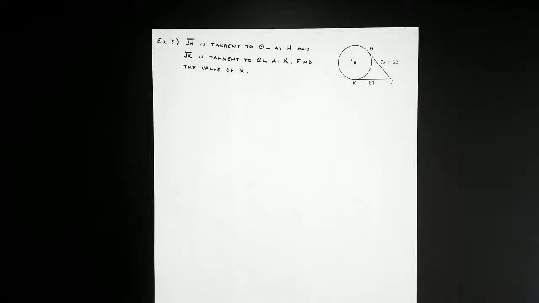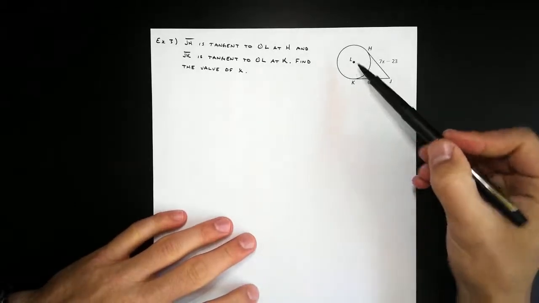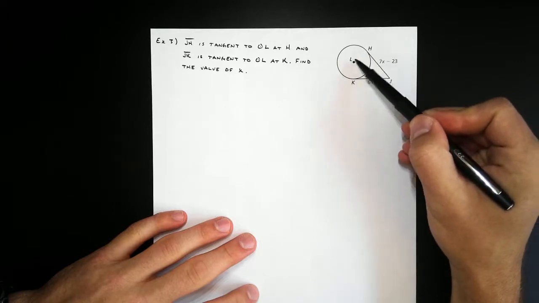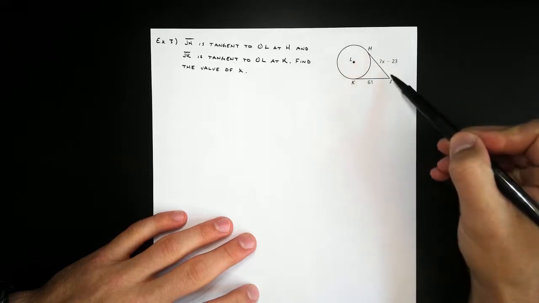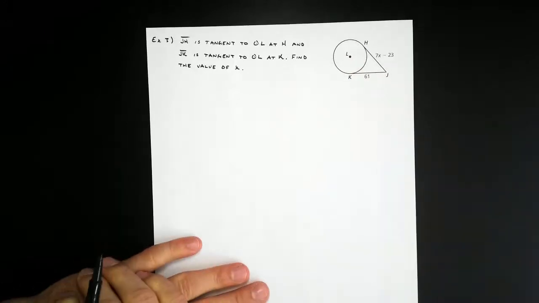Hello everyone. There is one other important theorem about tangents that is going to help us out. So we already talked about the theorem that tangents are perpendicular to a radius of a circle. So for example, just to review that in this picture here, if I were to draw the radius from L to H, that radius would be perpendicular to this segment JH. So that's one important theorem.